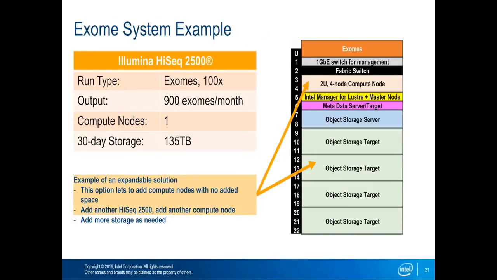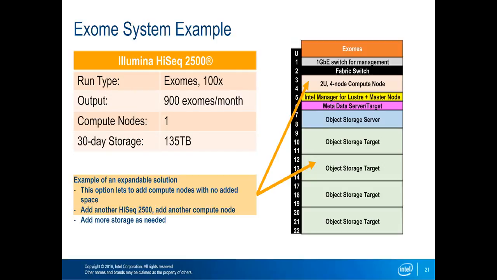Now, if you go to, say, an Illumina HiSeq, one of the things that Intel recommends is you use this 4-node configuration that's in a 2U of rack space. It's a really dense set of nodes, and they work really well, and they're available from a variety of manufacturers. So the Illumina HiSeq 2500 does 900 exomes a month, but the capacity for this is 1,350 exomes a month for just one node.